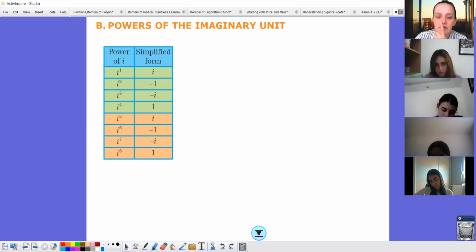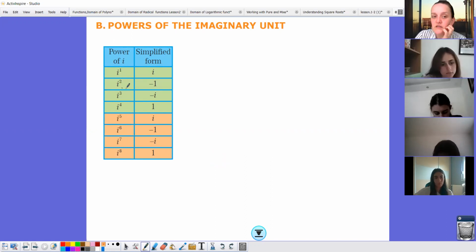I is given. I to the power of 1 is I, as you know, from the powers of integers. So I squared, we said in the beginning, in the definition, that I squared is -1. And this one will help us to find the other powers.